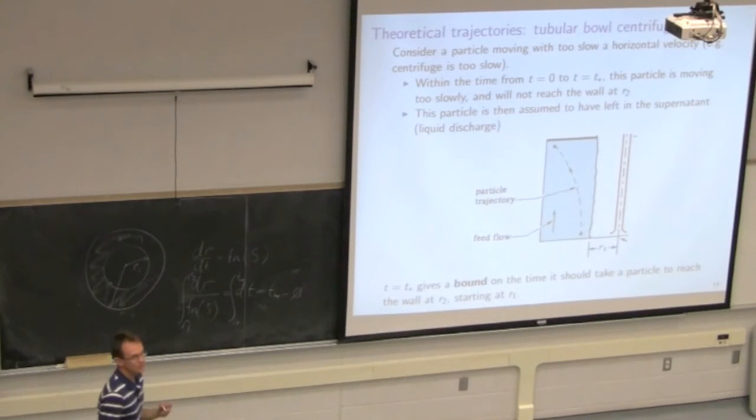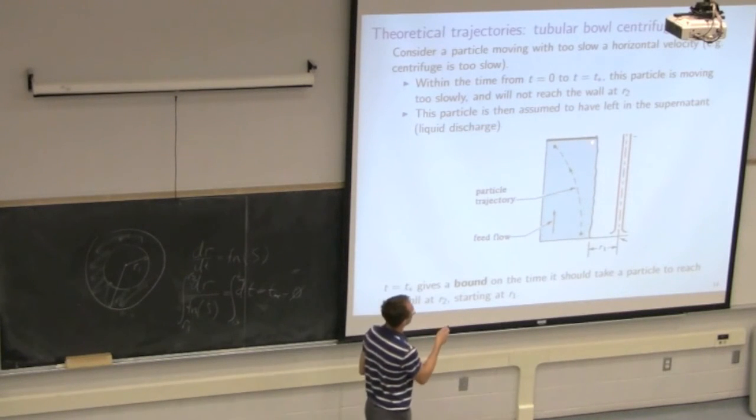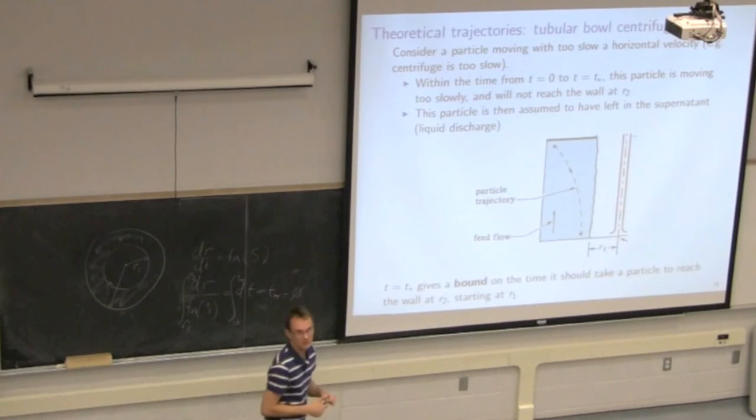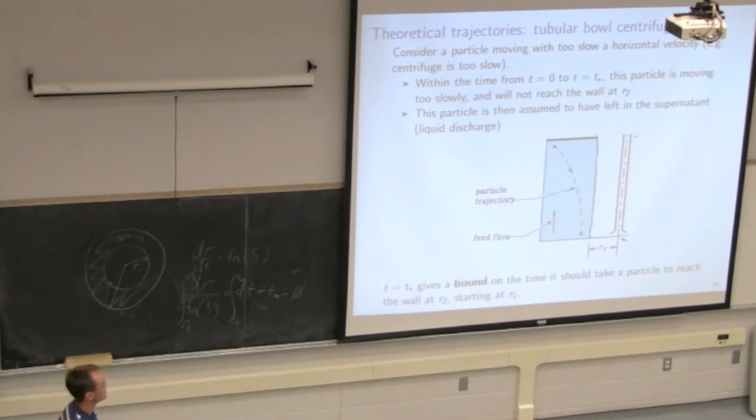With our terminology, our convention is that if a particle doesn't make it to the wall, we're going to assume that it gets taken out in the supernatant. So we can say this particle travels up. If it didn't make it to R2, we assume that it just flips and goes out with the liquid. So what we want is to make sure all our particles do make it to this wall R2 within that given time period.